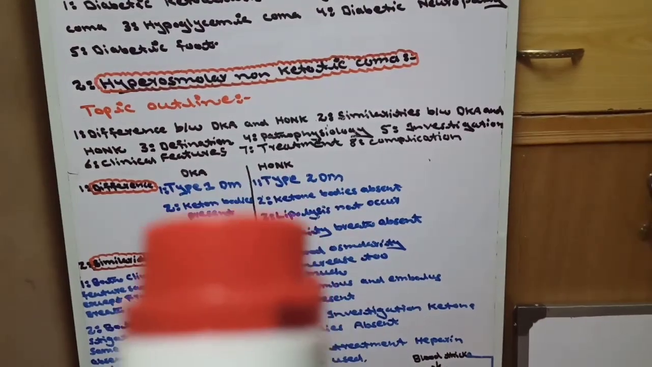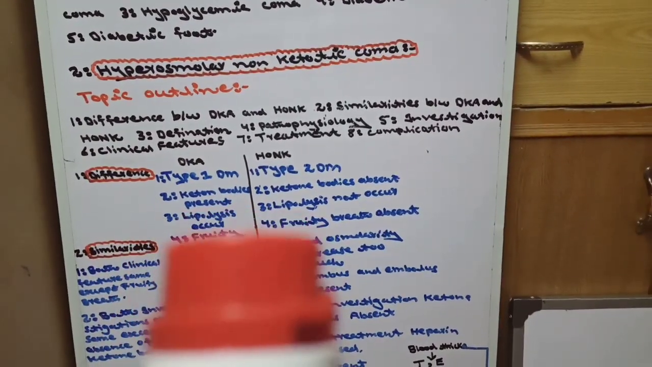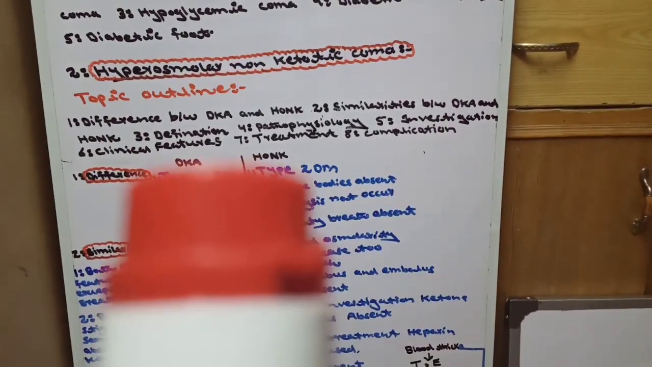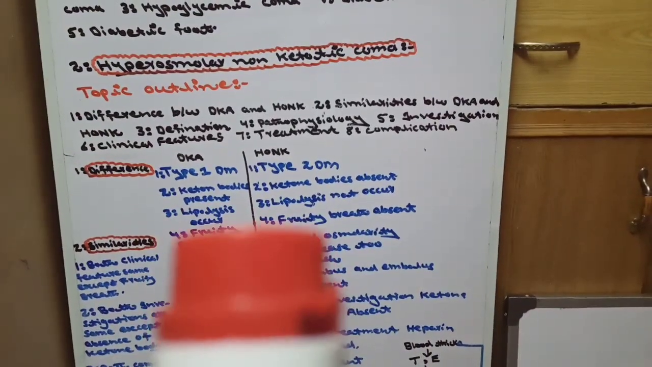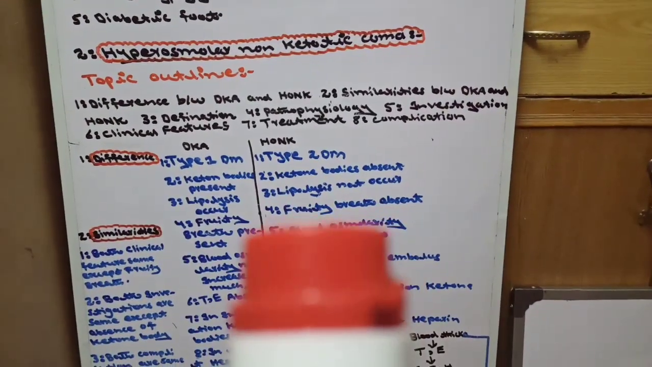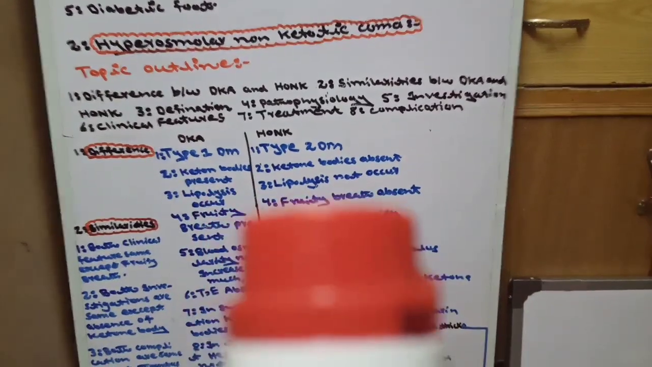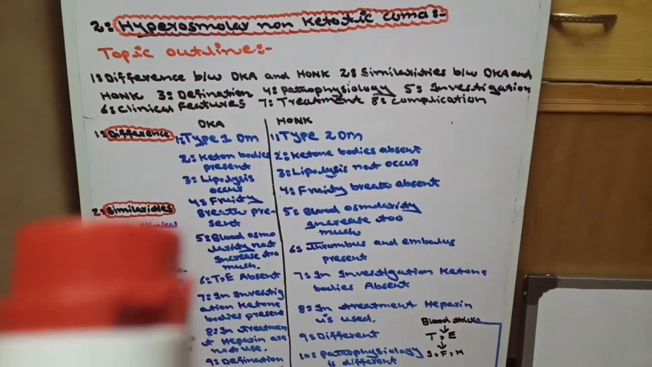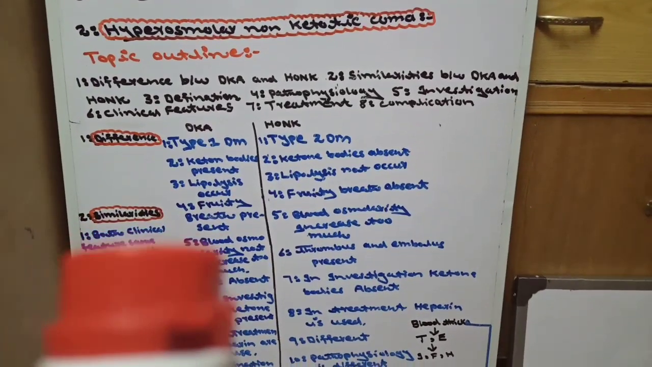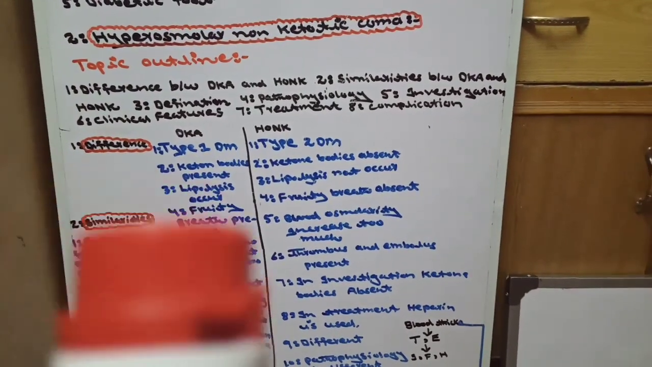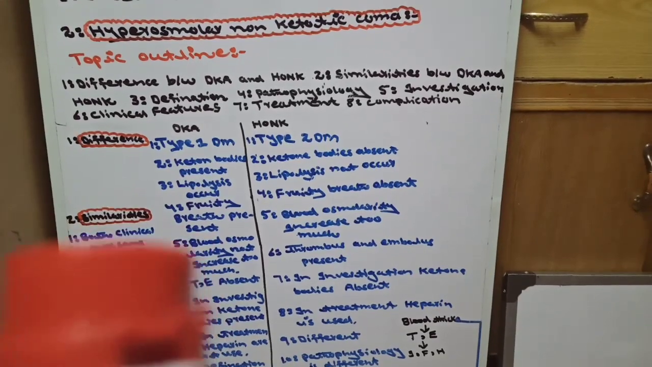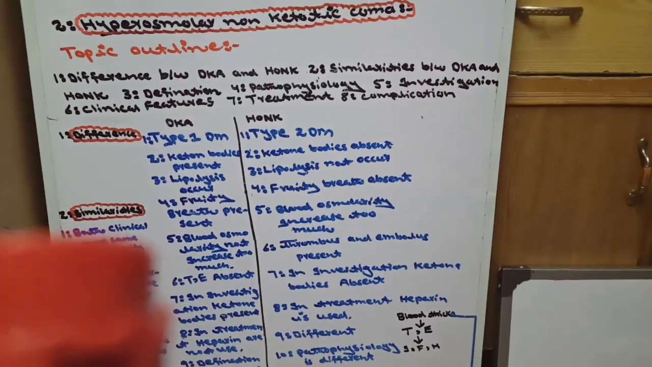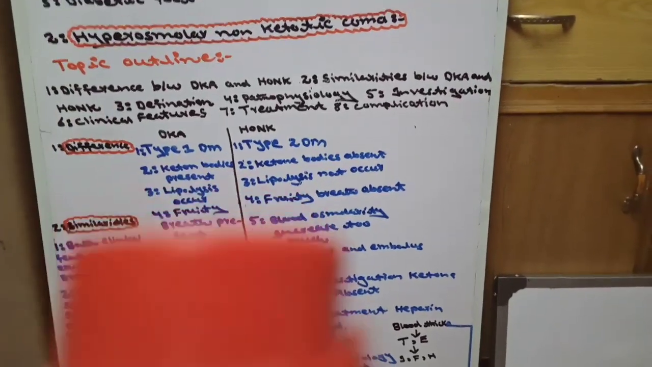But in hyperosmolar non-ketotic coma, lipolysis does not occur, because it occurs in type 2 diabetes mellitus, and in type 2 diabetes mellitus there is impaired insulin secretion, meaning a small amount of insulin will be present to inhibit lipolysis. Fourth, fruity breath is present. In diabetic ketoacidosis, fruity breath is present due to acetone, due to ketone.